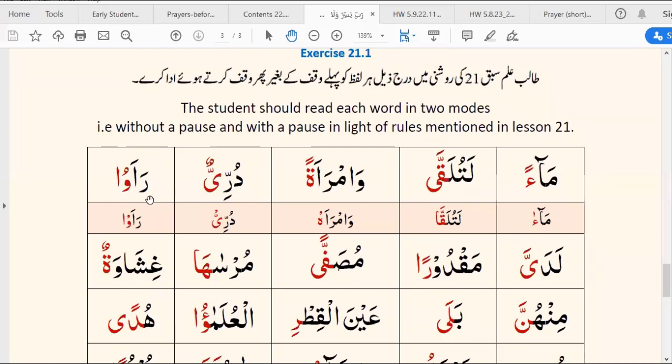Very good, mashallah. Keep practicing. That was very well read. Jazakallah. Allah Hafiz.